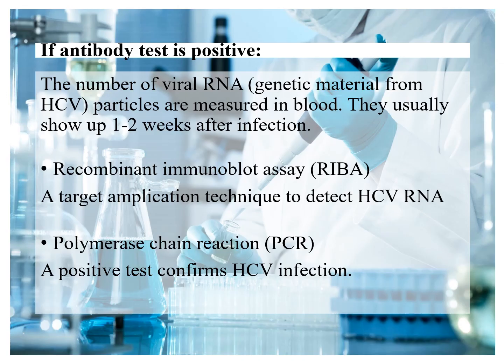If the antibody test is positive, the amount of viral RNA genetic material from HCV particles is measured in the blood. It usually shows up 1 to 2 weeks after an infection. Recombinant immunoblot assay (RIBA), a target amplification technique to detect HCV RNA. Polymerase chain reaction (PCR), a positive test confirms HCV infection.